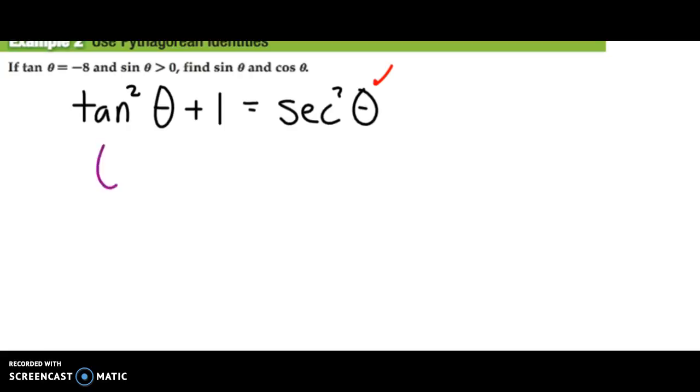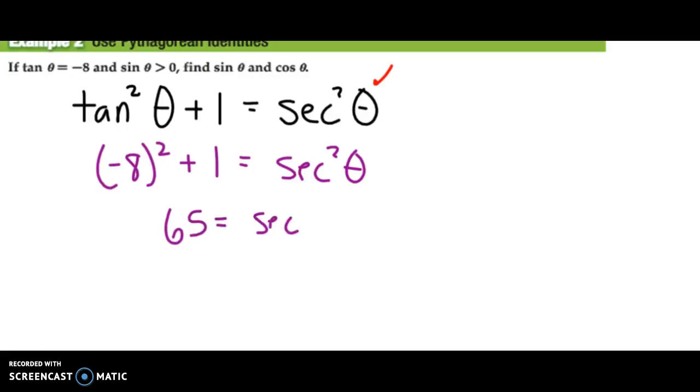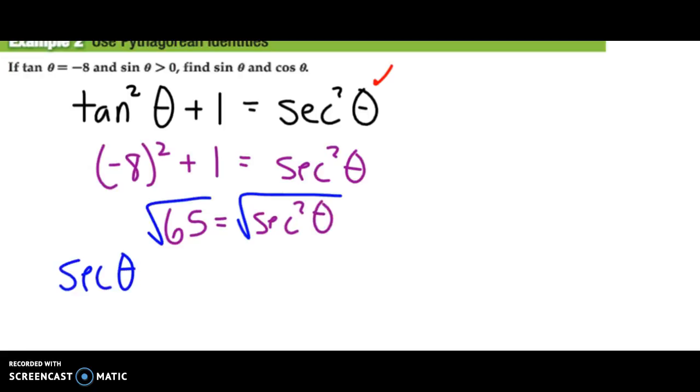So tangent of theta is -8, so I'd have to square that. Plus 1 is going to be equal to secant squared of theta. -8 squared is 64, plus 1 is 65. So now I know that secant squared of theta is equal to 65. To figure out what secant is, I'm going to take the square root of both sides. So secant of theta is going to be equal to the square root of 65.